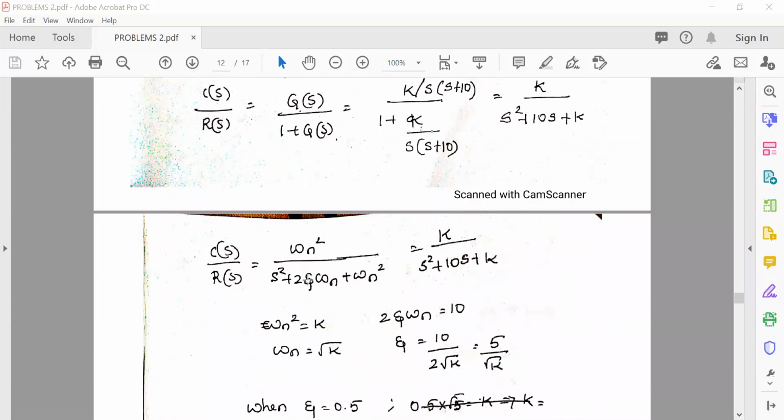Now comparing it with this expression, here also I forgot to write s. There should be an s term. Compare now. Omega n square is equal to k, so omega n is root of k. Then 2 zeta omega n is equal to 10. So zeta is 10 by 2 root k.